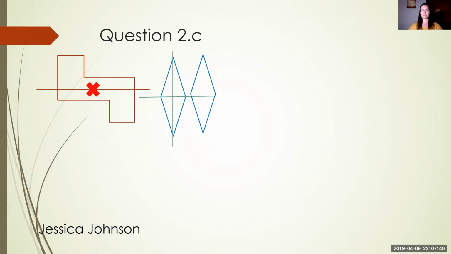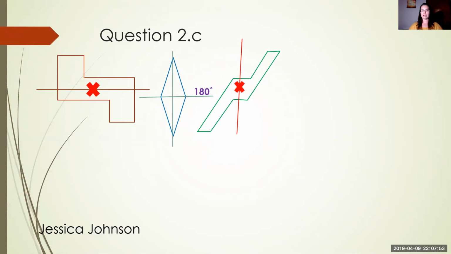If we rotated the rhombus 180 degrees, it would look exactly the same. The third shape does not have a line of symmetry, but has rotational symmetry, and therefore does not meet the criteria of one line of symmetry and rotational symmetry. The isosceles triangle has one line of symmetry, but does not have rotational symmetry.